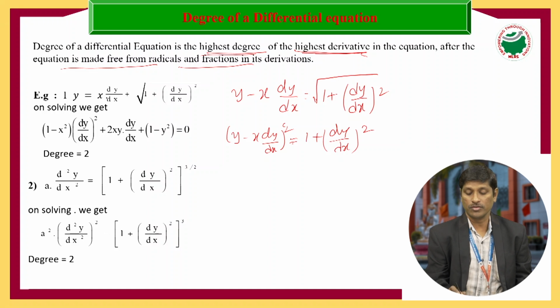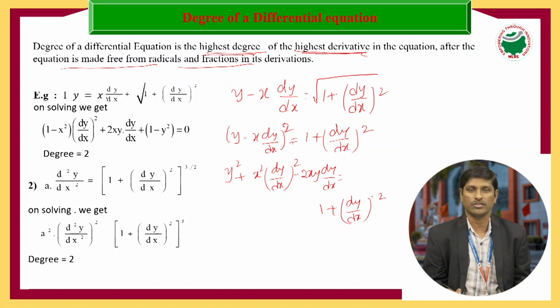And next, here we need to simplify this one, which is in the form of (a minus b) whole square, right? (a minus b) whole square is nothing but a square plus b square, that is x square (dy by dx) whole square, and next minus 2ab, minus 2xy dy by dx, is equal to 1 plus (dy by dx) whole square, right?